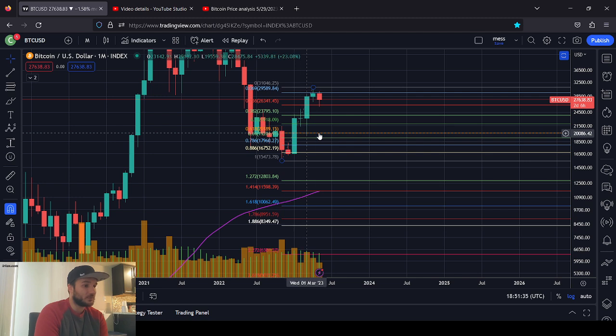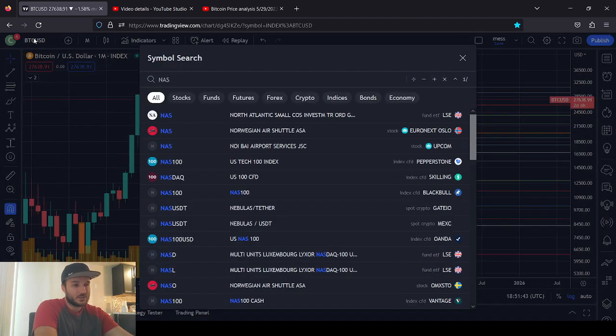It wouldn't surprise me if we found support down here around where we bounced before. But that's enough for Bitcoin. Let's look at the Nas. Let's look at Nasdaq.